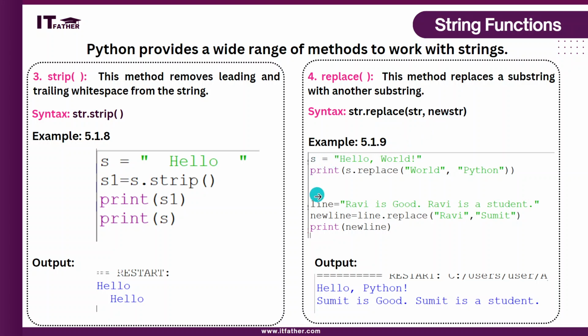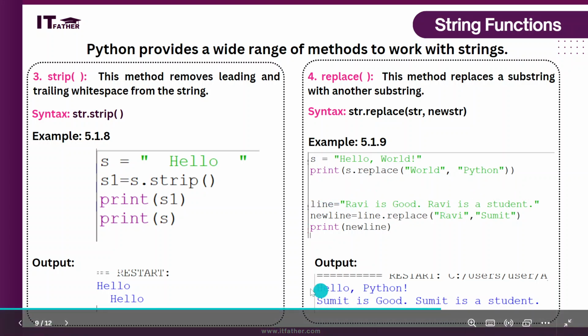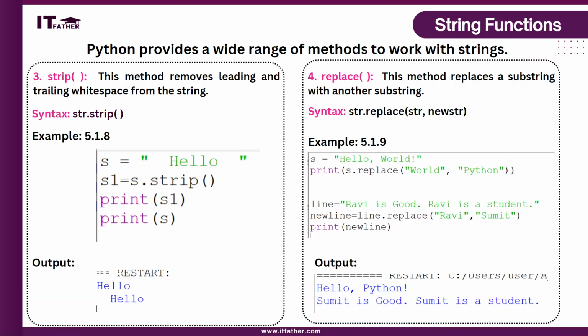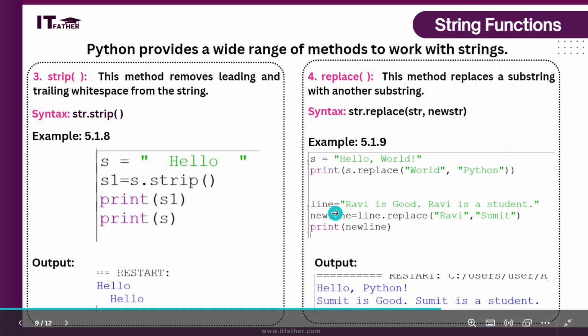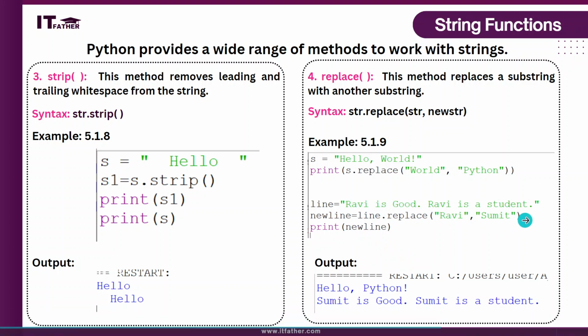So now in this example we can say s equal to hello world. S is a string and replace world with Python. Okay, then it will give hello Python in the place of hello world. It will display hello Python. Next statement we have line: Ravi is good. Ravi is a student. 2 times Ravi is there. So we want to replace Ravi with Sumit. So line is a string which is holding the complete line. Replace Ravi with Sumit, and new line is there, right?